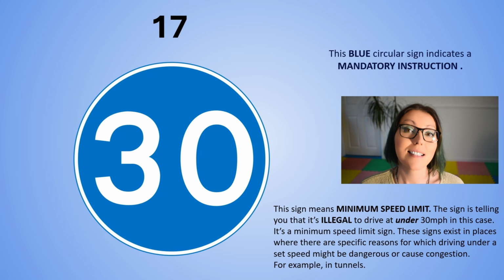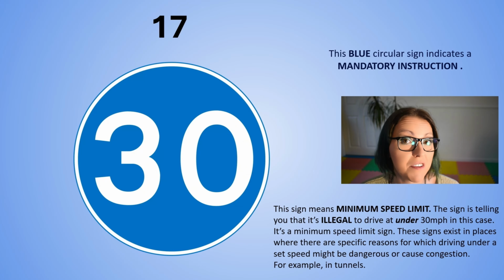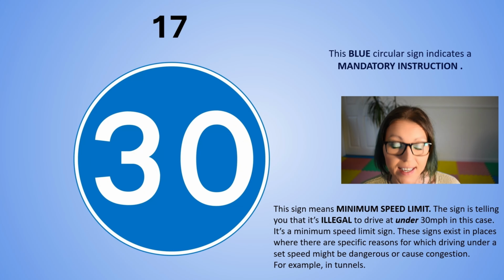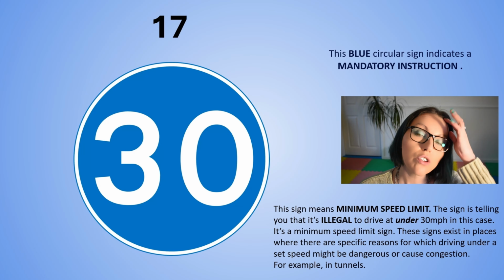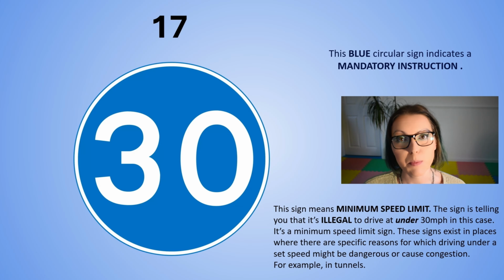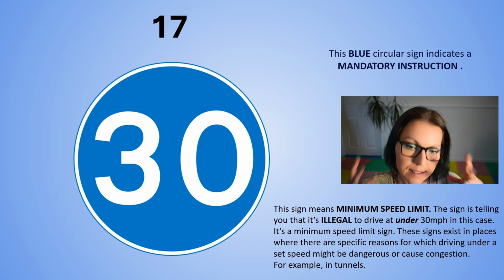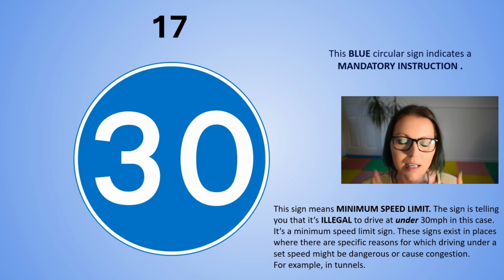These signs exist in places where there are specific reasons for which driving under a set speed might be dangerous or cause congestion. For example, in tunnels. So not all of the signs will show you 30 miles per hour, but this type of sign means that you must not drive under the minimum speed limit. It's actually illegal.